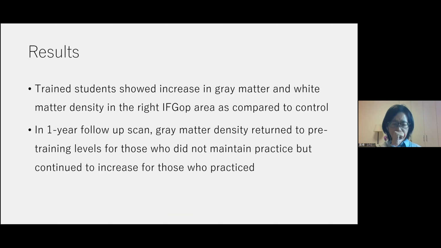And in their 1 year follow-up MRI scan, they found the gray matter density actually returned to the pre-training levels for those who didn't continue to practice the vocabulary. But the growth continued for those participants who practiced on their own for 1 year after the training had ended.